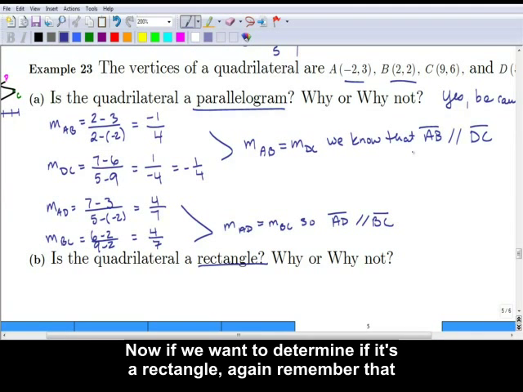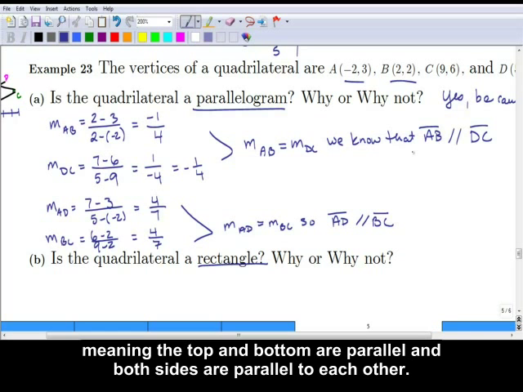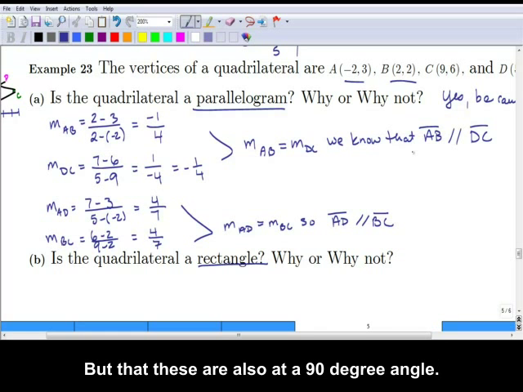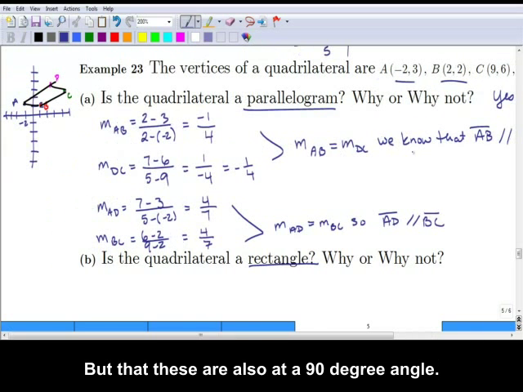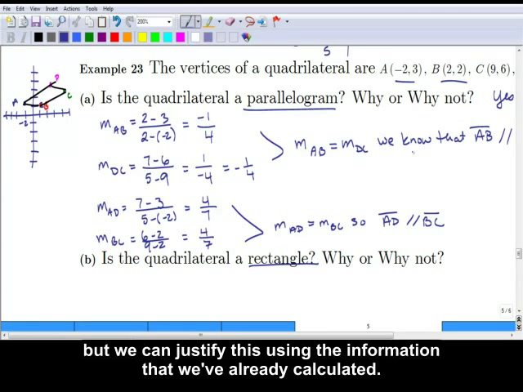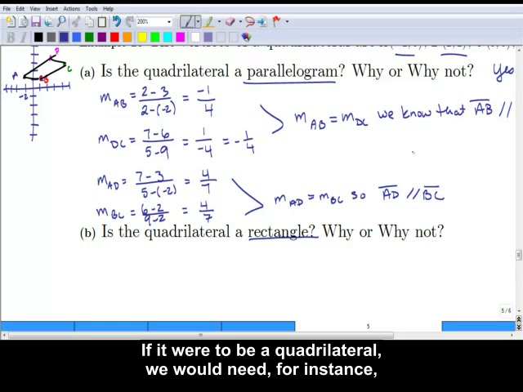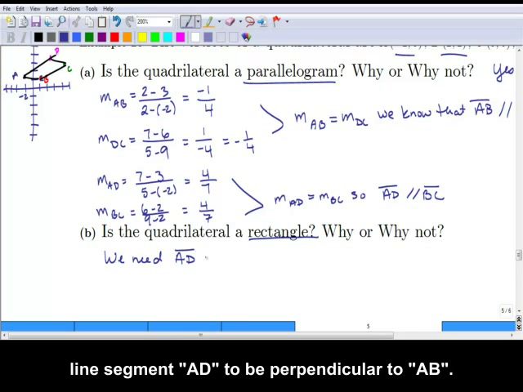Now, if we want to determine if it's a rectangle, remember that a rectangle says that not only is it a parallelogram, meaning the top and bottom are parallel and both sides are parallel to each other, but that these are also at a 90-degree angle. Now, looking at the picture, this does not look like a rectangle, but we can justify this using the information that we've already calculated. If it were to be a rectangle, we would need, for instance, line segment AD to be perpendicular to AB.